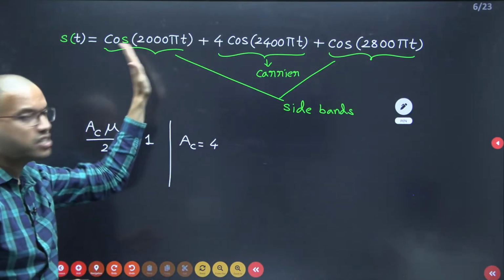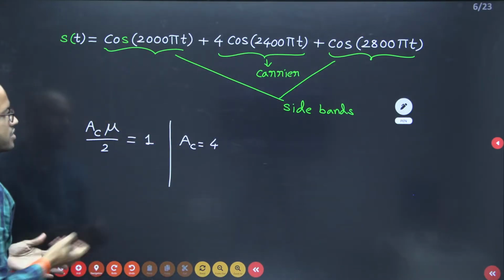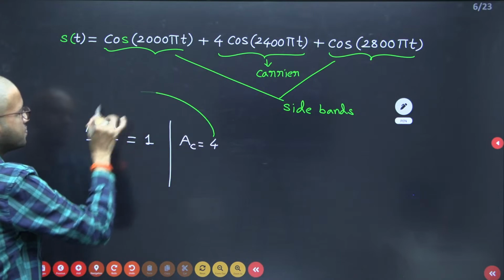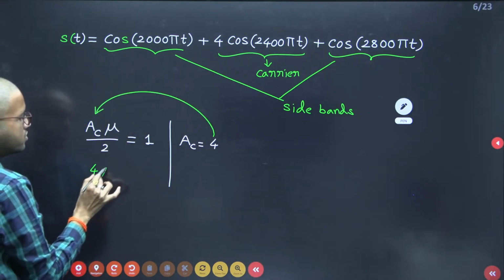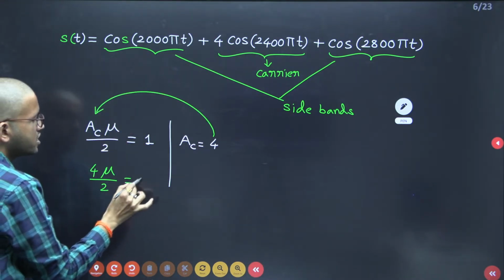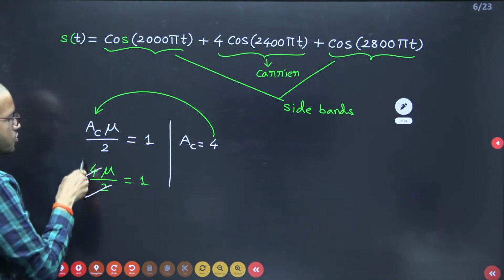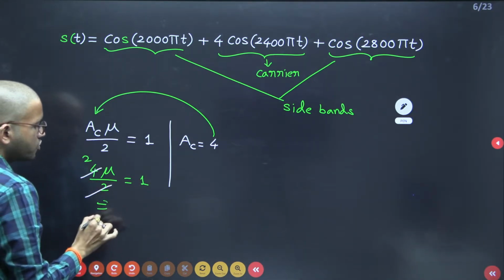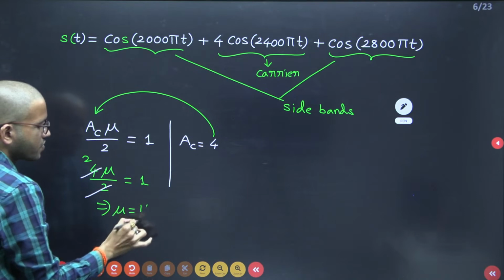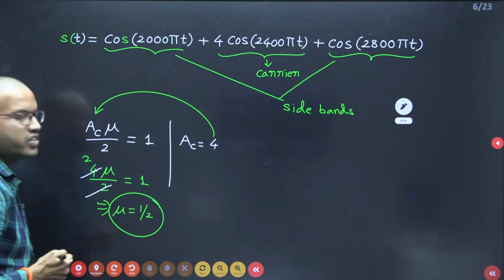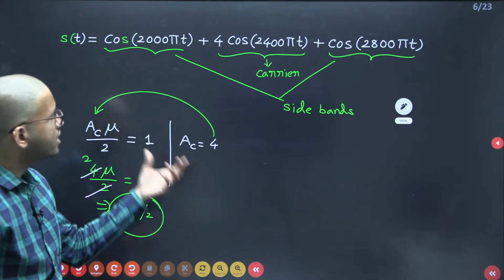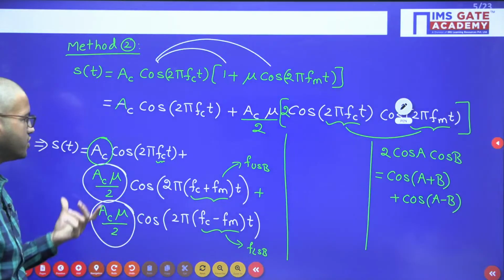Here cos 2 pi into FC minus FM into T. Okay, right. So AC value you can substitute here. 4 into mu divided by 2 is equal to 1. Here 2 times. That means mu value you are going to get 1 by 2.